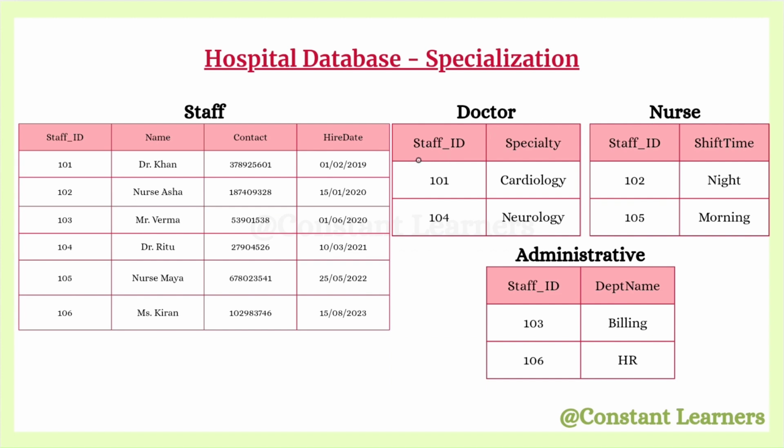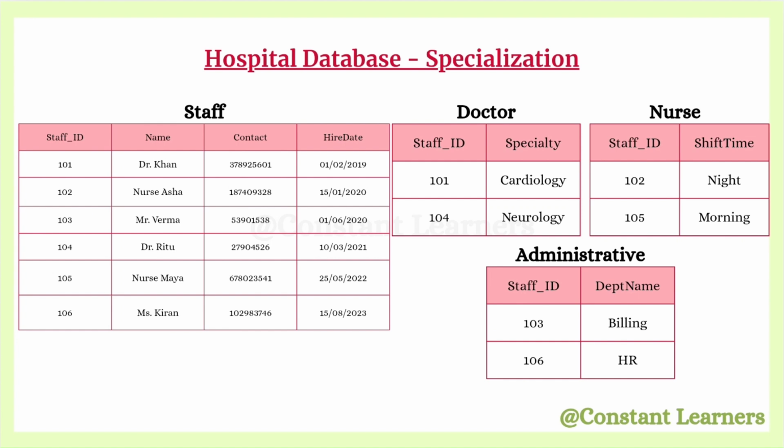So for the doctors table, we only need the staff ID, and through the staff ID, we can determine the specialty. That is, staff with ID 101 is Dr. Khan and his specialty is cardiology. 104 is Dr. Ritu and her specialty is neurology. Right? Same for the nurses. The nurse with staff ID 102 is Nurse Sasha and her shift time is night. For the administrative table, staff ID 103 is Mr. Verma. He is in the billing department.